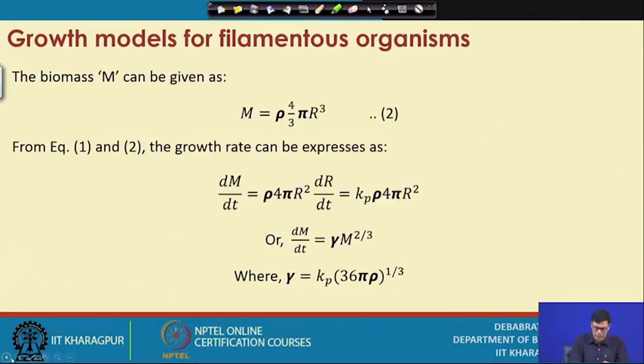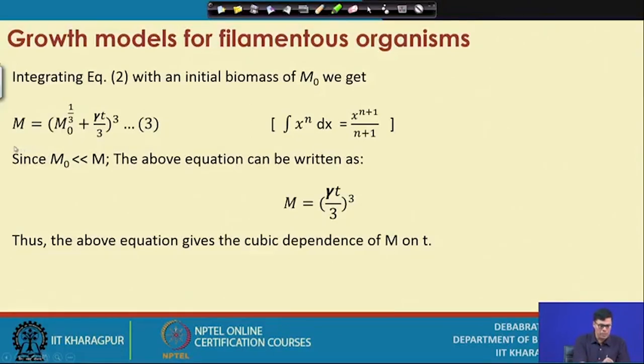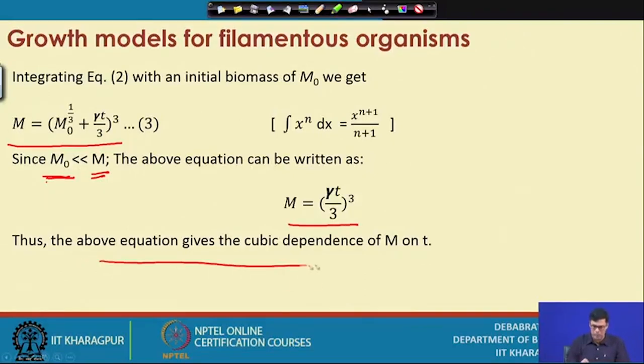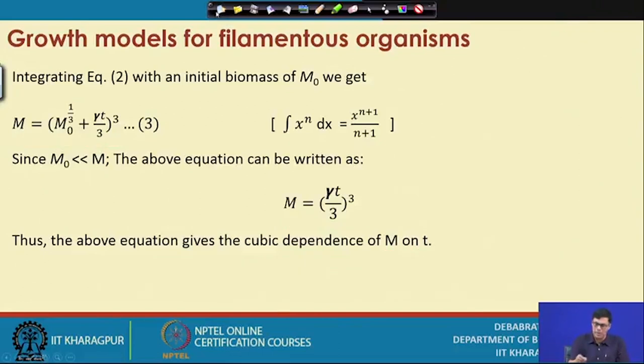Then if you go here, this is dM/dt equal to M to the power 2/3, am I right? Now, if you integrate, we'll get this form: M to the power 1/3 equal to M0 to the power 1/3 plus (gamma t/3). Now, if we assume M0, the initial mass of the pellet, is negligible compared to the final mass, then we can write this equation in this form. This is how we can develop the correlation, and the above equation gives the cubic dependence of the mass with respect to time. So, this is how we can develop the growth model in case of filamentous type of organism.